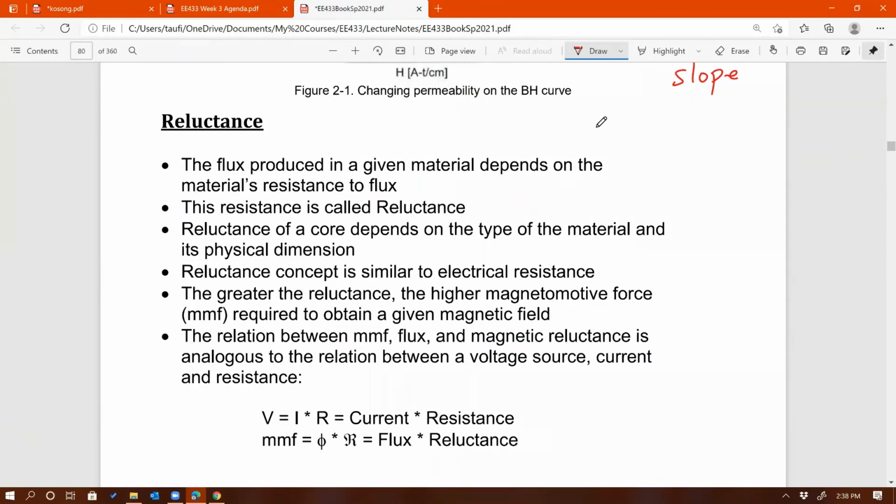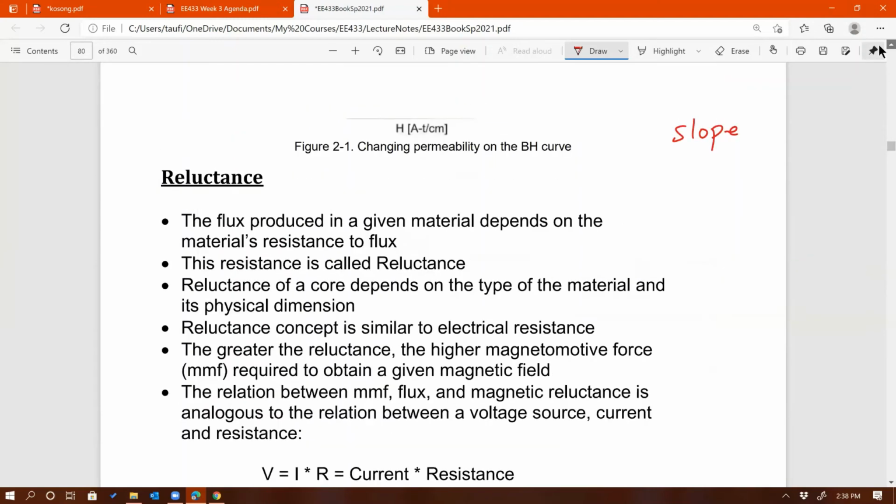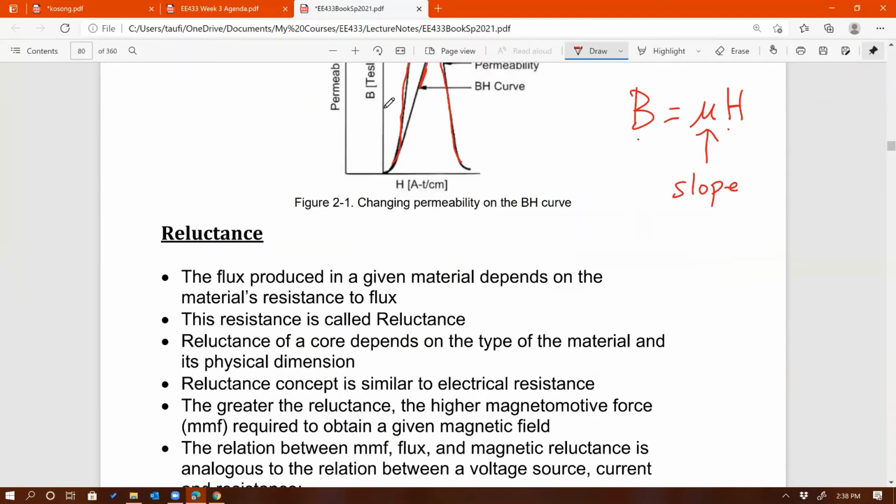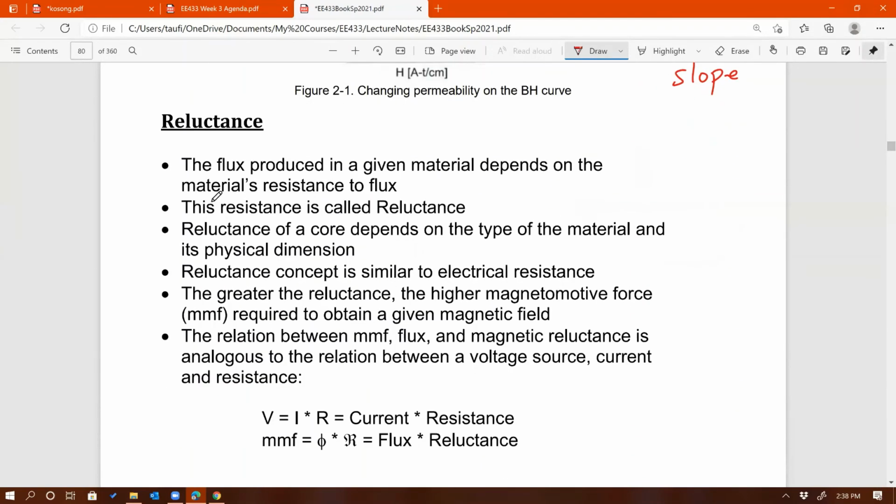Okay, so that's a BH curve. Again, the point there is, don't forget that mu is the slope of our BH curve. Reluctance. The flux produced in a given material depends on the material's resistance to flux. This resistance is called reluctance. Reluctance of a core depends on the type of the material and physical dimension. So it only depends on those two: the type of the material and the physical dimension of the core.